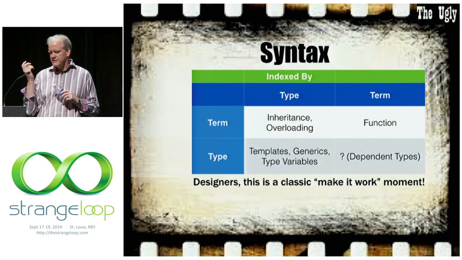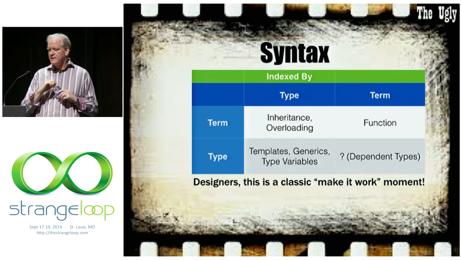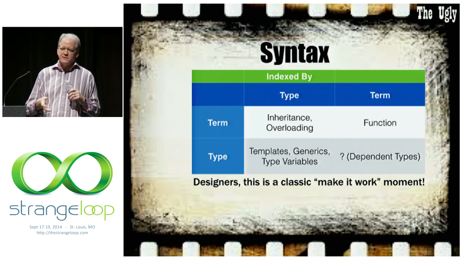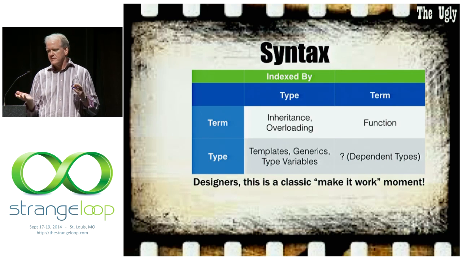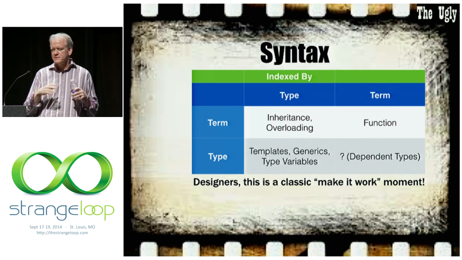What does it mean when you pass a term to a term? Well, that's called a function. What does it mean when you pass a type to a term? That's called inheritance or overloading. What does it mean when you pass a type to a type? That's called parametric polymorphism or generics or templates or whatever.